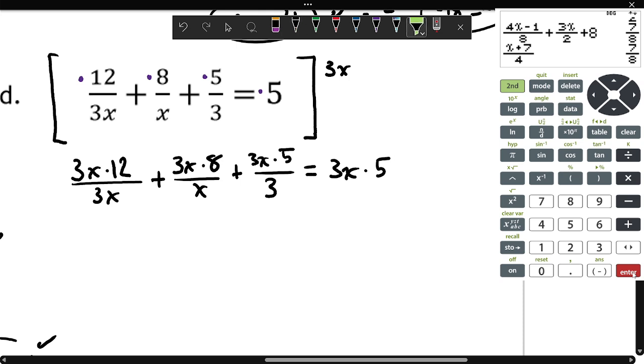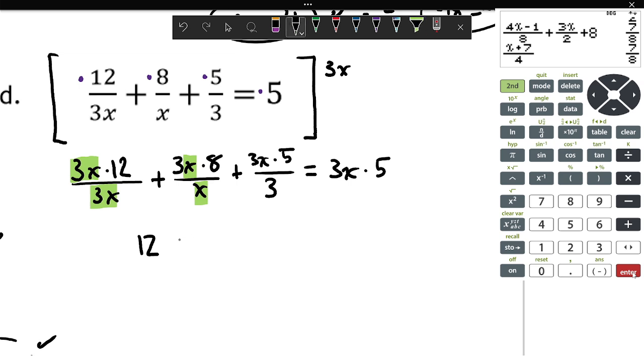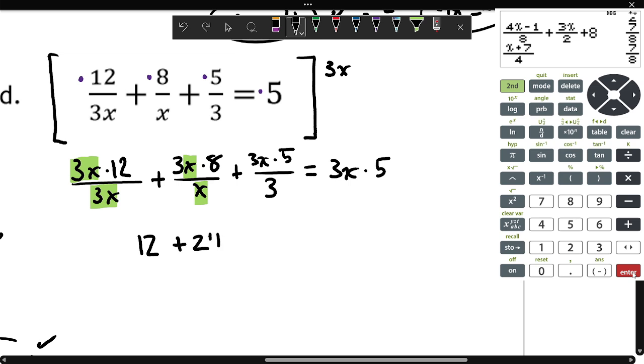So if we take a look at each one of these terms, right, this is a 3x over 3x, which means that side's just going to become the number 12. The next one, you can see there's a common factor of x over x. So this is now going to become 3 times 8, which is 24. So I've got 12 plus 24. And then plus the next one has a 3 in the numerator and a 3 in the denominator. So that's going to leave me with a plus 5x. I reordered those factors. It was x times 5. I wrote it as 5x. And then over on the right-hand side, I've got 3x times 5, which looks like 15x.